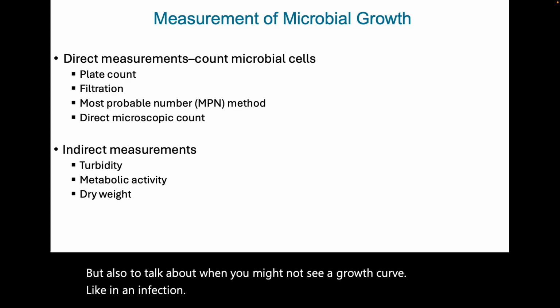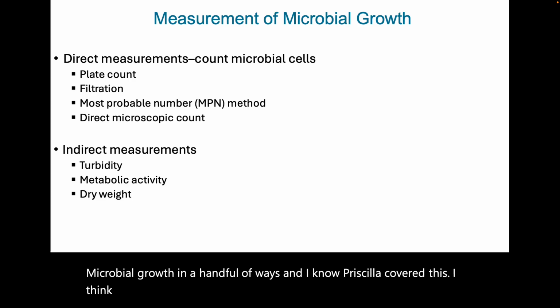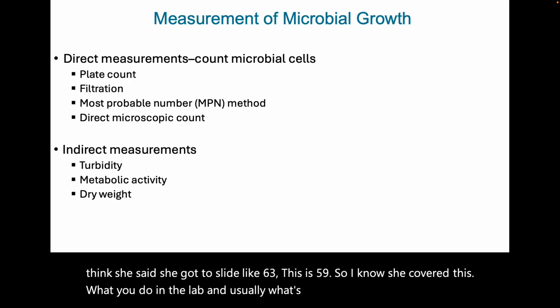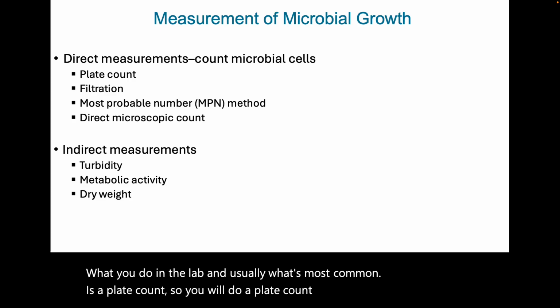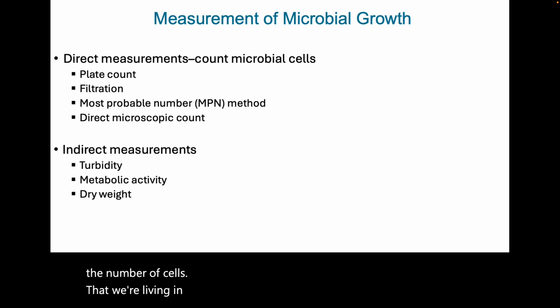So we can measure microbial growth in a handful of ways, and I know Priscilla covered this. I think she said she got to slide like 63. This is 59. So I know she covered this. What you do in the lab, and usually what's most common, is a plate count. So you will do a plate count in the lab. You directly count the number of cells that were living in that culture. The other one that you do in the lab is an indirect measurement called turbidity.